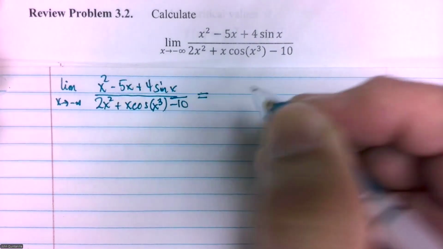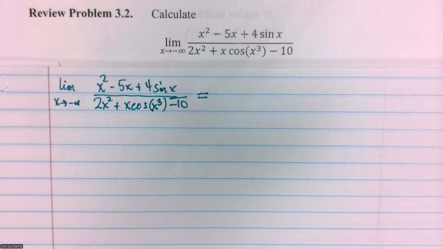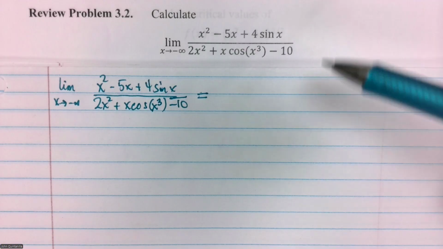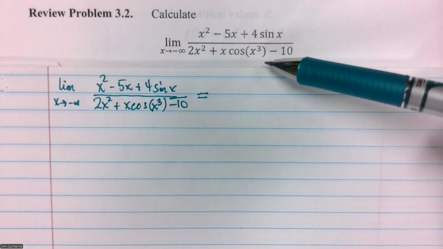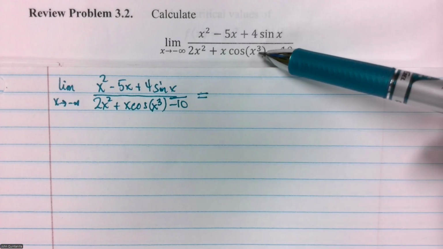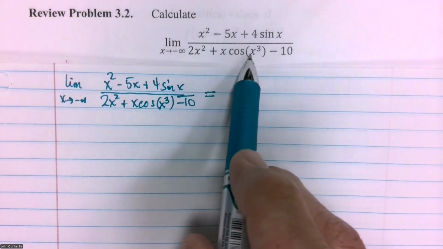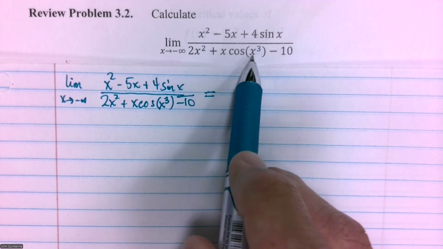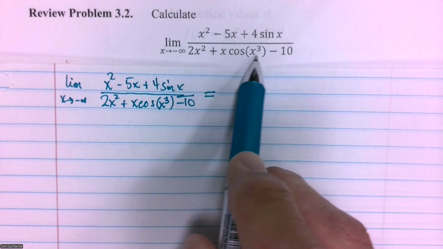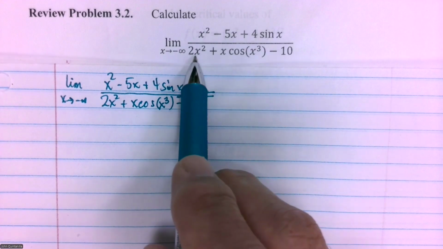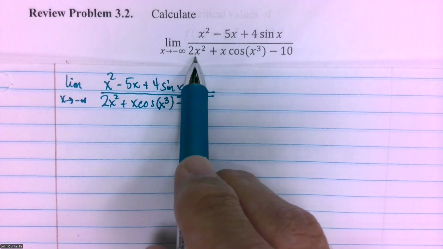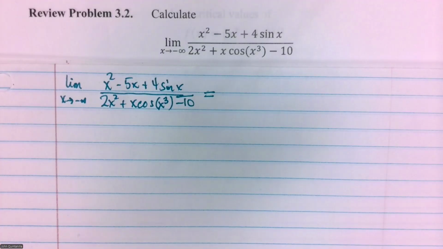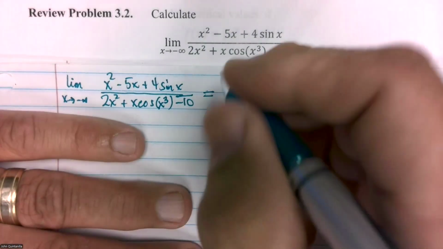The general technique is always to multiply top and bottom by 1 over the highest power of x in the denominator. In this case, you might be tempted to think the highest power of x in the denominator is x cubed. However, the x cubed is within the cosine function, so I don't see it as a power by itself. I'm not going to divide by x cubed. The highest power of x in the denominator is x squared, and so I will multiply by 1 over x squared in the top and in the bottom.